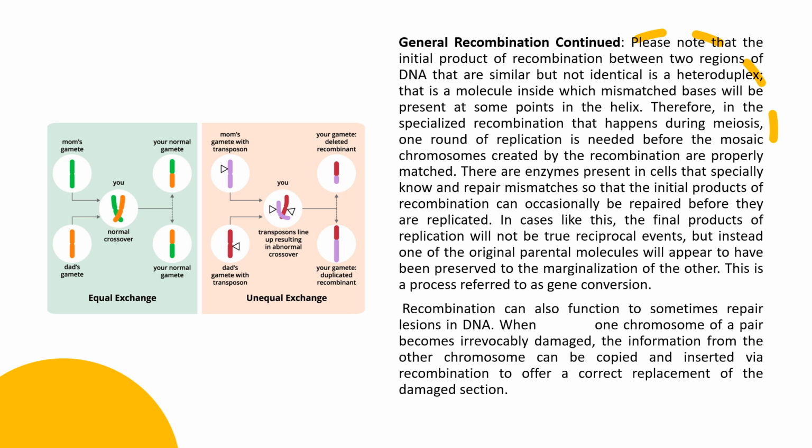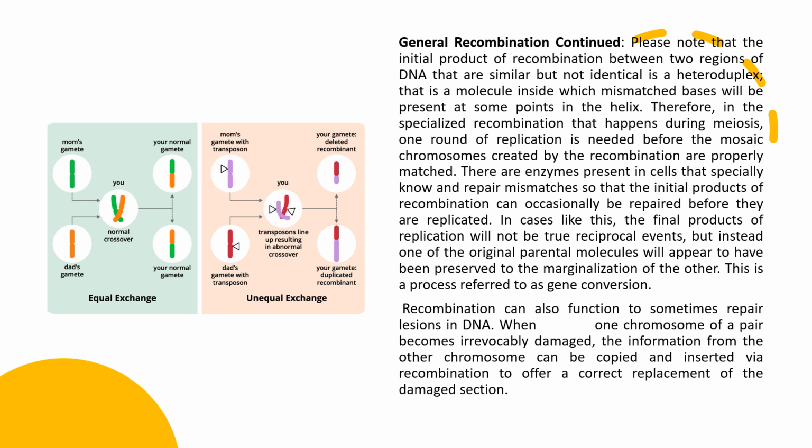There are enzymes present in cells that specifically recognize and repair mismatches so that the initial products of recombination can occasionally be repaired before they are replicated. In cases like this, the final products of replication will not be true reciprocal events, but instead one of the original parental molecules will appear to have been preserved at the expense of the other. This is a process referred to as gene conversion.